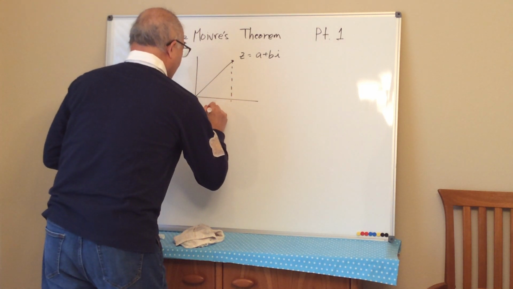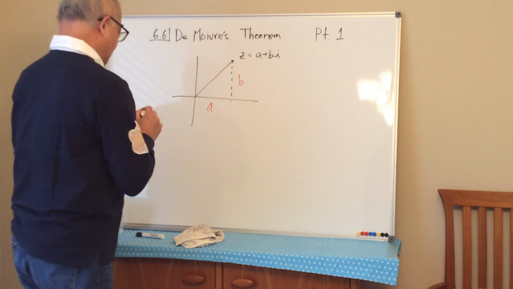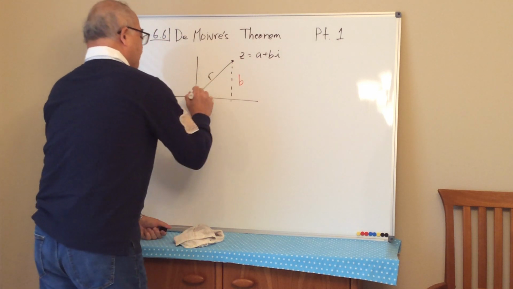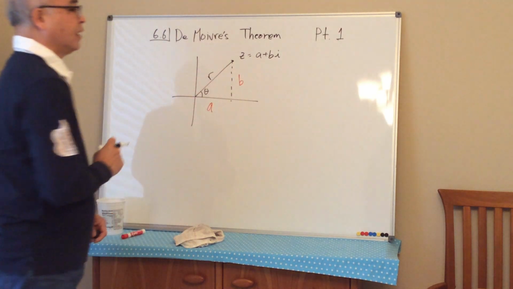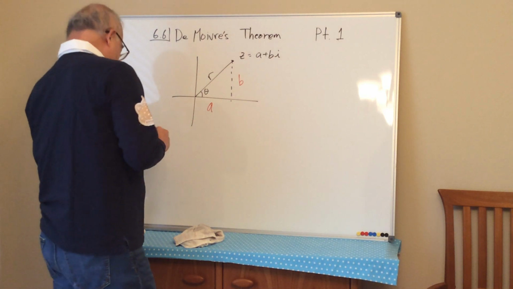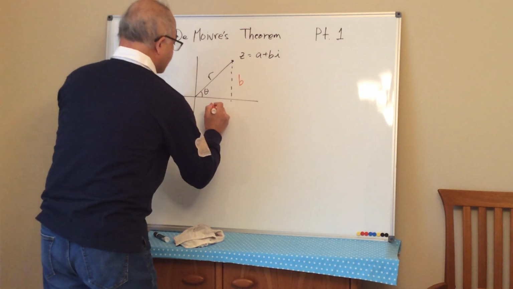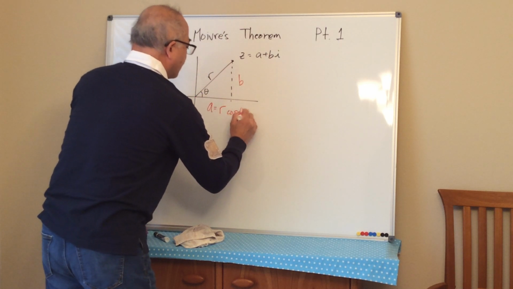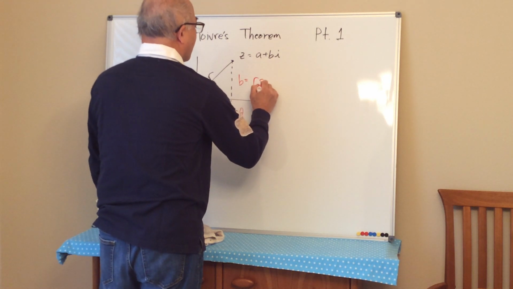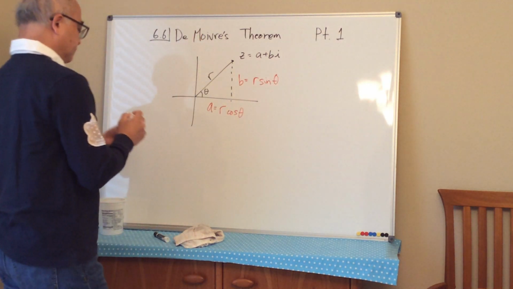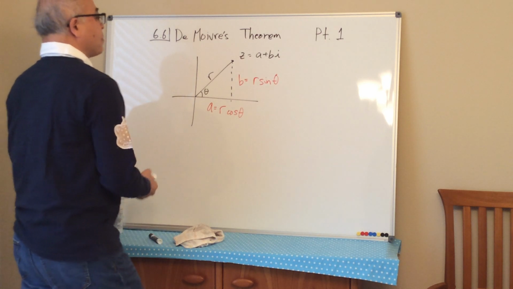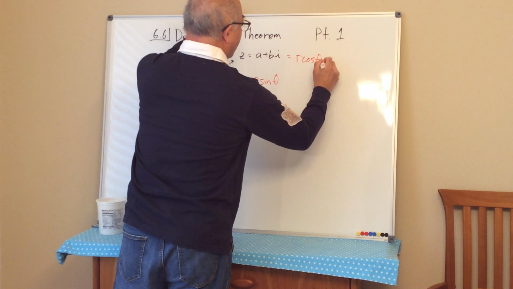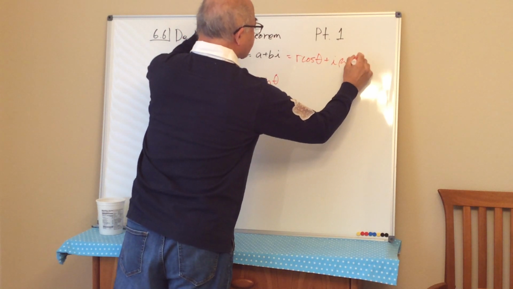You have a here, and then you have b here, correct? But if you put this in a polar form, we would call this r, and we would call this theta. So a is going to be equal to r cosine theta, whereas b is going to be equal to r sine theta. In other words, you can represent this as r(cosine theta plus i sine theta).